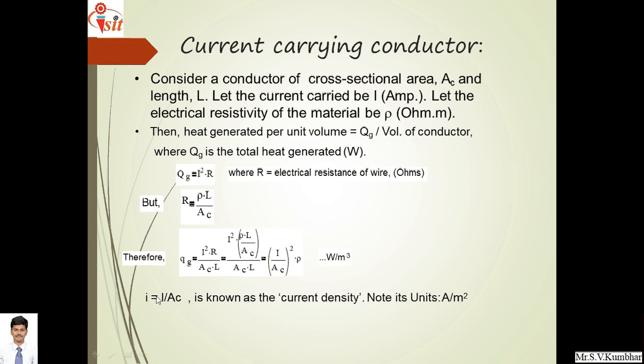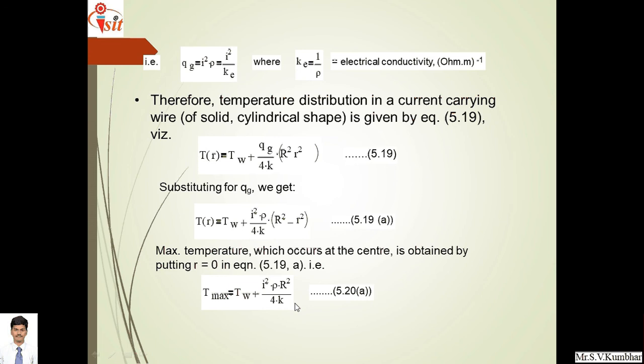Small i is known as current density, and it is given as capital I upon AC. Its unit is ampere per meter square. So qg is equal to i square rho, which is equal to i square upon Ke. Ke is known as electrical conductivity.